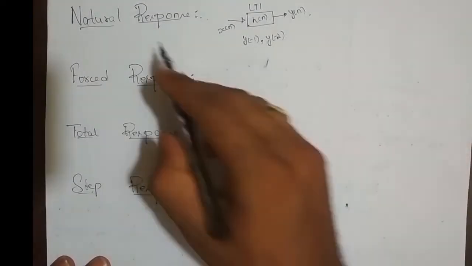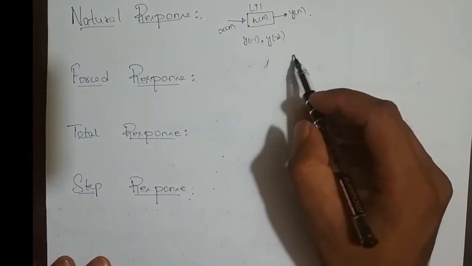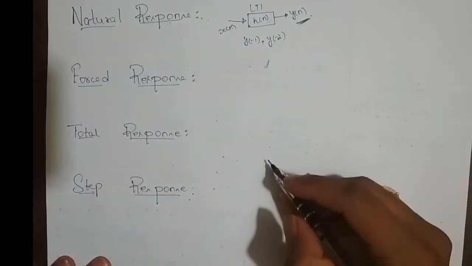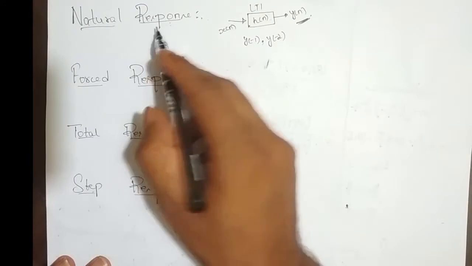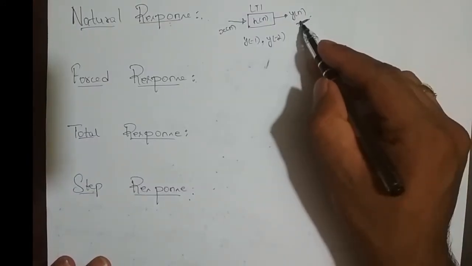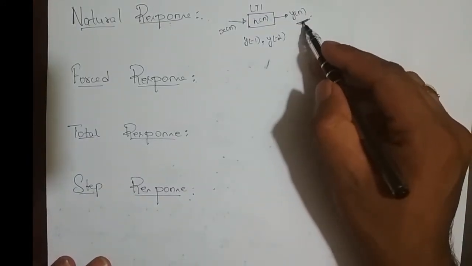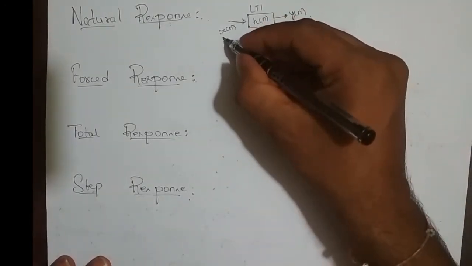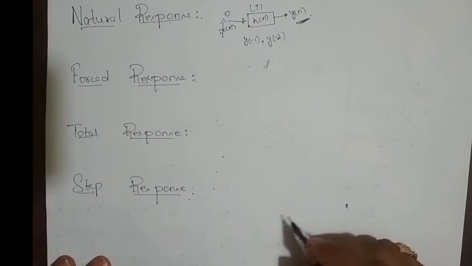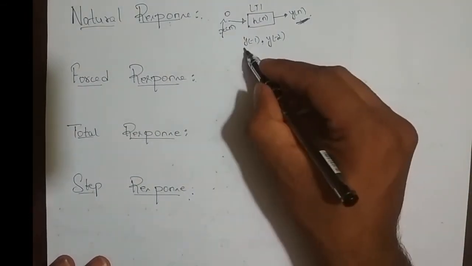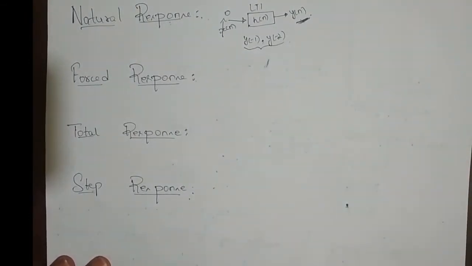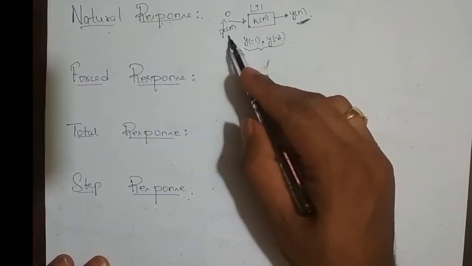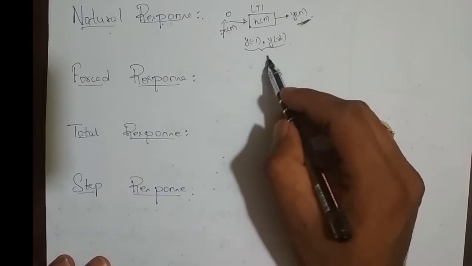Natural response is basically a response. Whenever I say response, it is the output of the system. Natural response is nothing but the output of a system when the input is made 0 and initial conditions are considered. So I repeat again: natural response is the response of the system when the input is made 0 and initial conditions are considered.